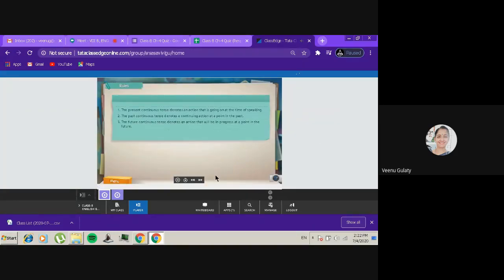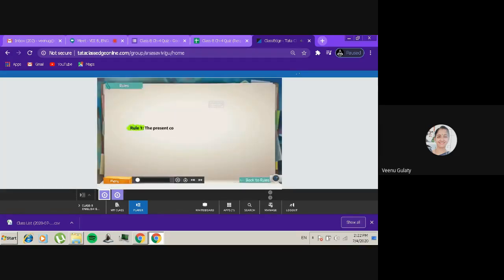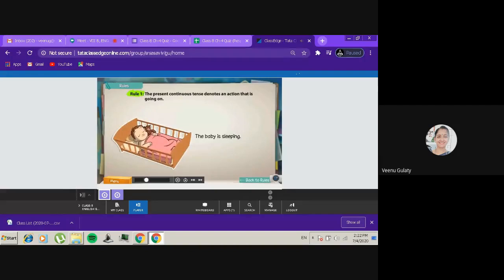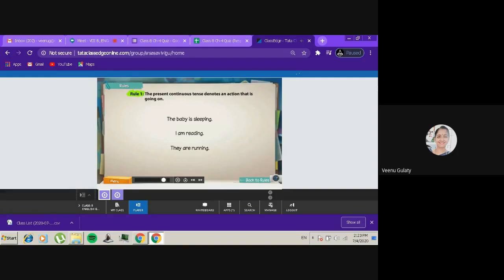Let's take a look at some rules for forming continuous tenses and using these tenses correctly. You can use the present continuous tense to denote an action that is going on. This sentence, for instance, indicates that the action of sleeping is happening now. So, the present continuous tense, is sleeping, is used here. When using the present continuous tense, you add the correct form of the verb be, such as is, am, or are, with the ing form of the verb. As we know that is, am, and are are the different forms of the word be. Here it is present, and plural; with I it is am, and with any singular it is is.